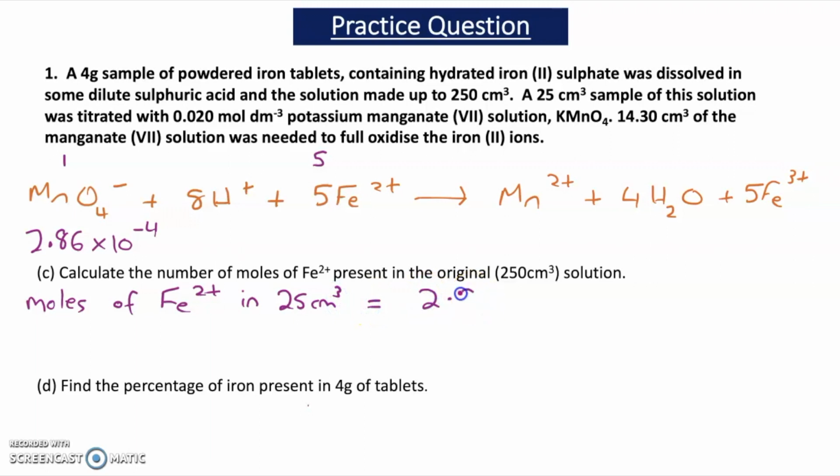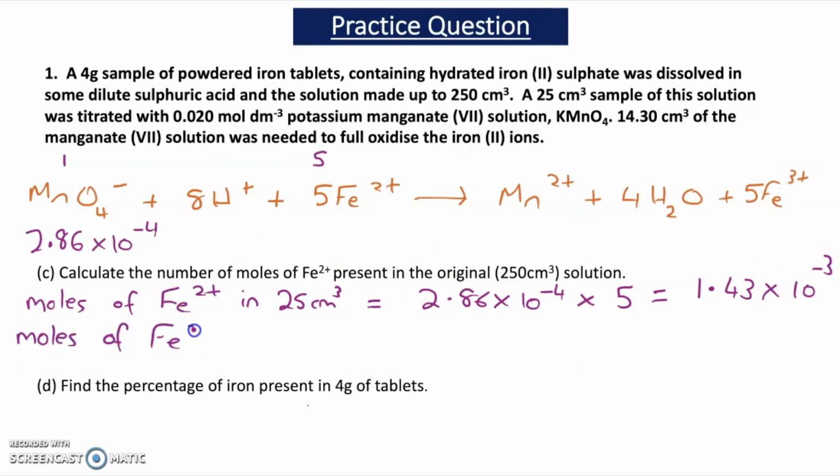So therefore, to work out the moles of Fe2+ in 25 cm³, which was the sample that we used in the titration, we simply multiply the moles of MnO4- 2.86 times 10 to the minus 4 by 5, and this comes out to be 1.43 times 10 to the minus 3.